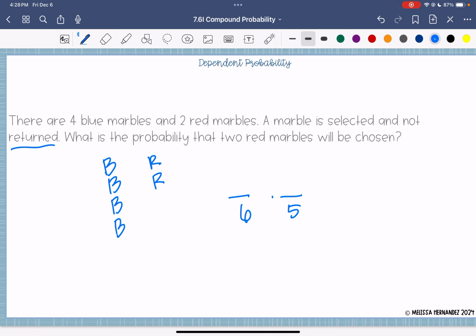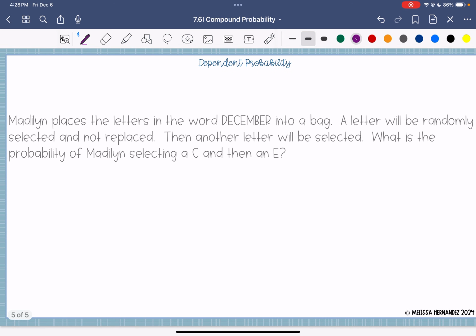There's 2 reds, so it would be 2 out of 6. However, theoretically for the second one, there's only 1 red. So it'd be 1 out of 5 because it said 2 red marbles. So your probability of the first one was 2 out of 6, and then the probability of the second time is just 1 out of 5. We're going to go ahead and just multiply it to 2 over 30, which simplifies to 1 over 15. Hopefully this just reiterates what you're learning in class. This is how I would teach it, and I'd go more into depth. All right, so here goes another one.